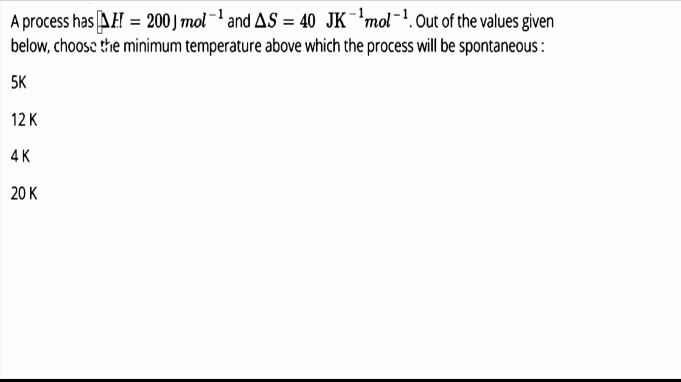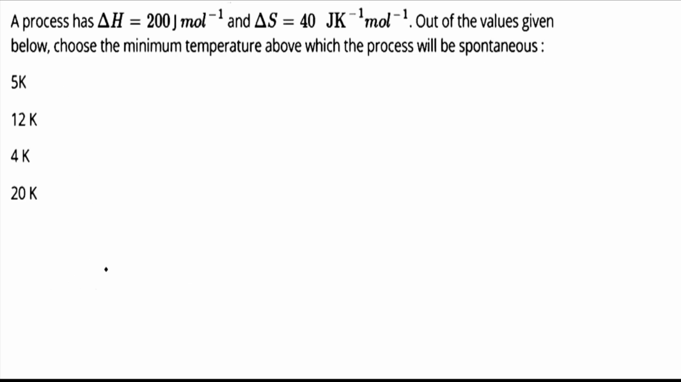Our question is, a process has delta H equal to 200 joule per mole and delta S equal to 40 joule per Kelvin per mole. Out of the values given below, choose the minimum temperature above which the process will be spontaneous. Okay, let us see the concept.